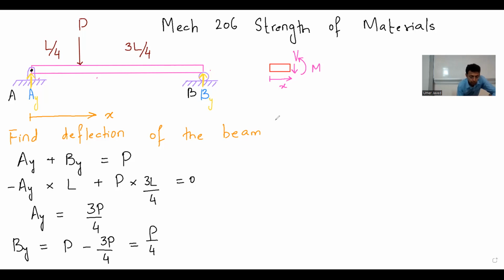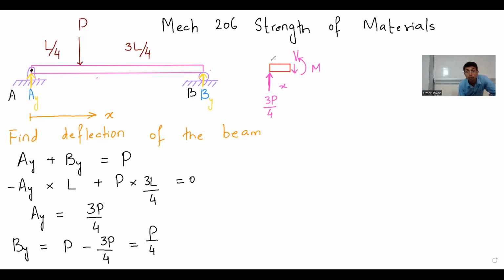So for the two cuts, let's call this M1(X). But before I do that, let me make one more comment that on this end, I also have a P that is acting. I apologize, AY, and AY I got as 3P over 4. And I think you do understand that X is from the left hand side.